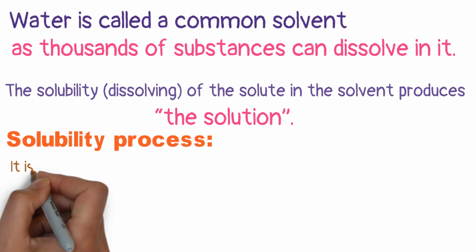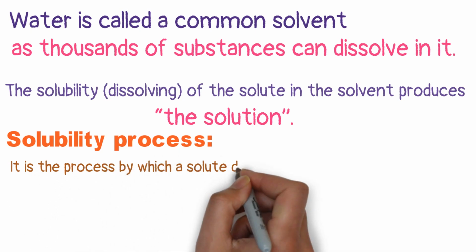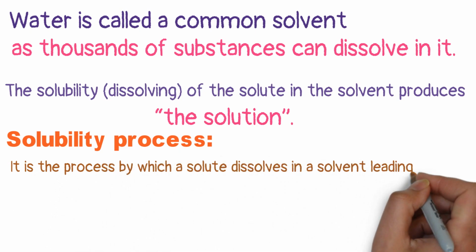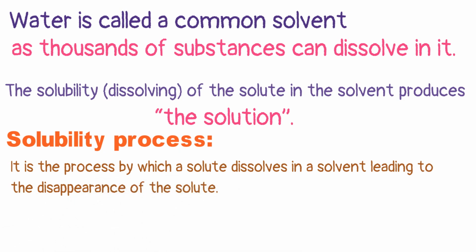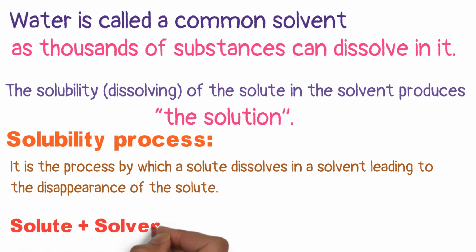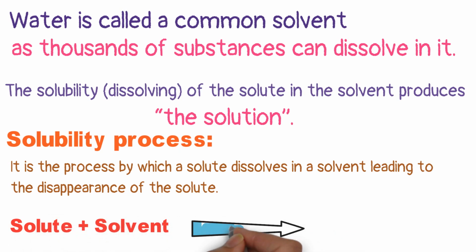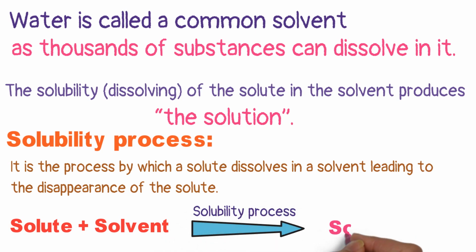The solubility process is the process by which the solute dissolves or disappears in a solvent, leading to the disappearance of the solute, as we said before. So we can symbolize this definition by solute plus solvent, through the solubility process, leads to the appearance of the solution.